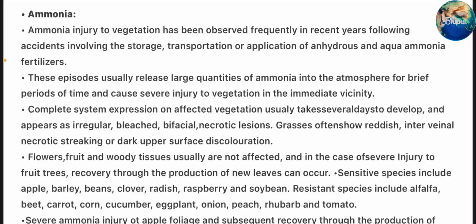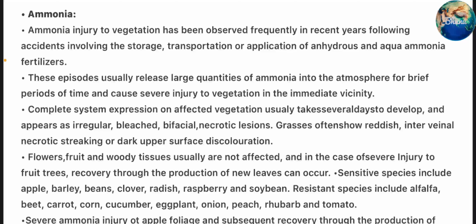Complete symptom expression on affected vegetation usually takes several days to develop and appears as irregular, bleached, bifacial, necrotic lesions. Grasses often show reddish interveinal necrotic streaking or dark upper surface decolorization. Flowers, fruit and woody tissues usually are not affected, and in case of severe injury to fruit trees, recovery through the production of new leaves can occur.